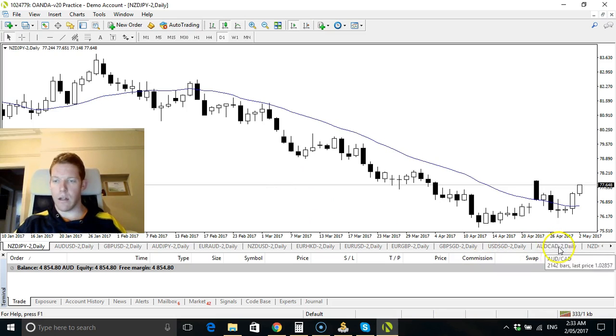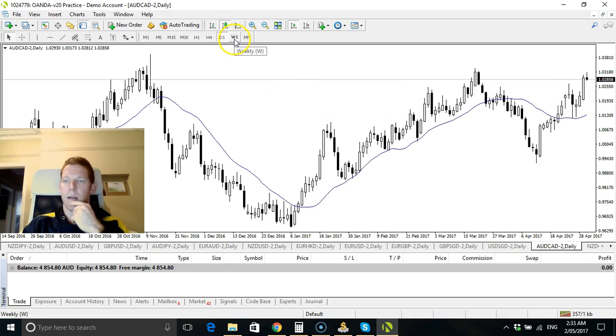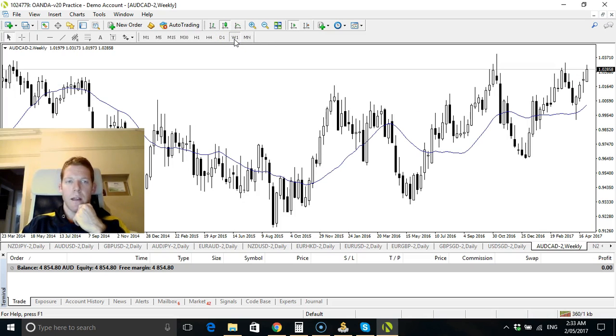So let's have a look at another setup that I was monitoring. The AusCAD. I also trade a double Bollinger Band method, and it's a custom indicator, so it's not just a double Bollinger Band. It also has a 20-day moving average. And right here was a signal. Okay, and I didn't get into it. The reason why I didn't get into it, and I'm not long Aussie CAD, is because of this.